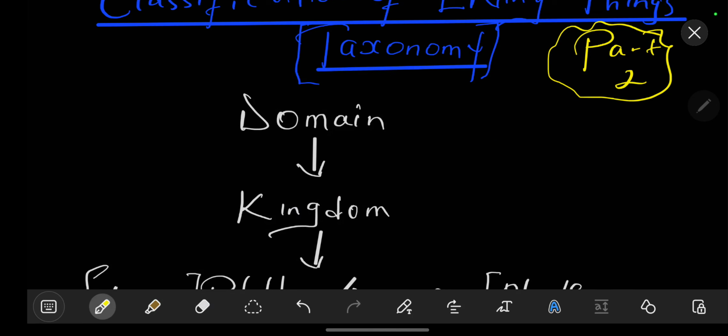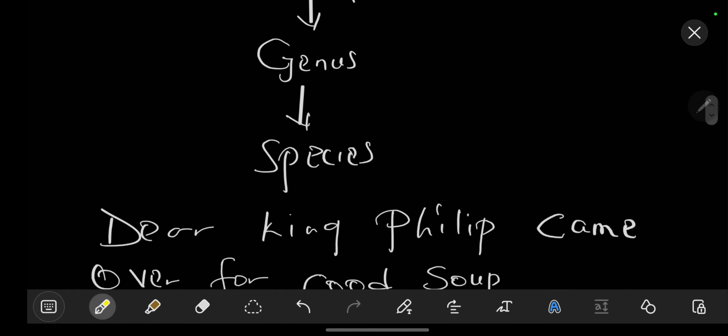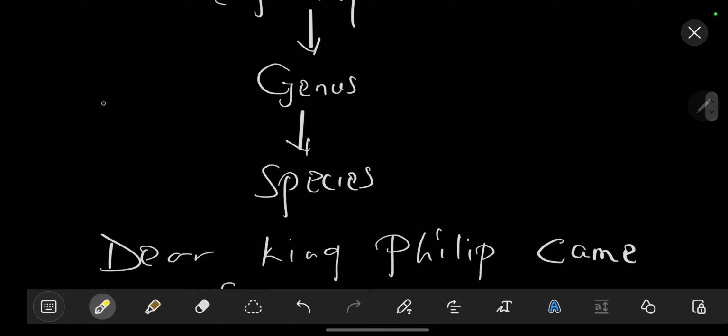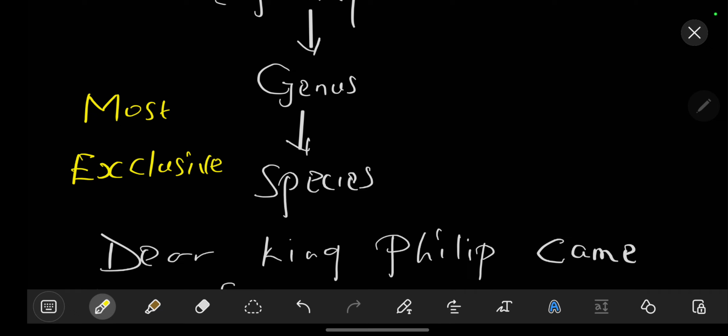The higher parts, like domain and kingdom, are the most inclusive. Know that, very important. Most inclusive. Then the lower parts, like the genus and the species, are the most exclusive. You see that now? Yes, know this part.